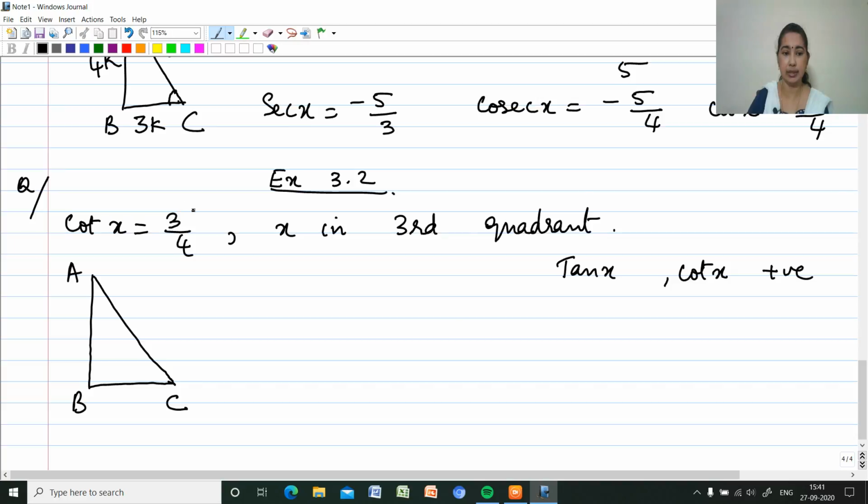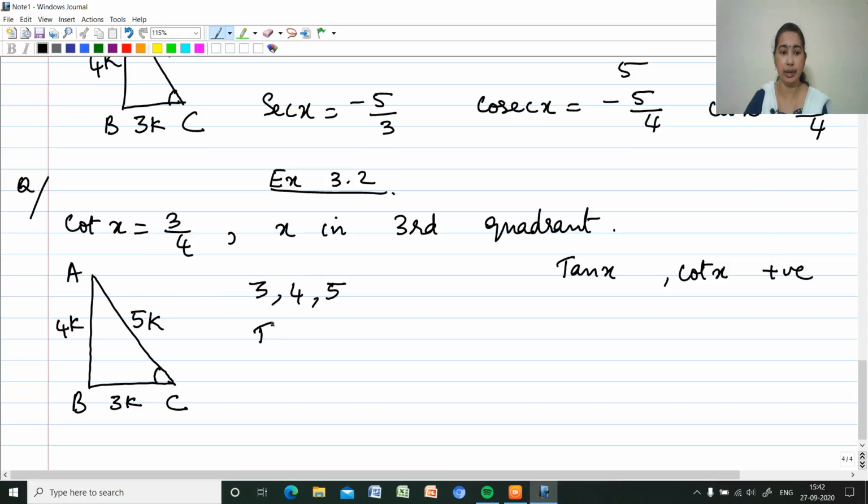Cot x means adjacent by opposite. So, if this is the angle, adjacent side is this, we can mark it as 3k and opposite we can mark it as 4k. And the other one, I have told you 3, 4, 5 is the Pythagorean triplet. So, the hypotenuse will be 5k. Now, we can write the remaining.